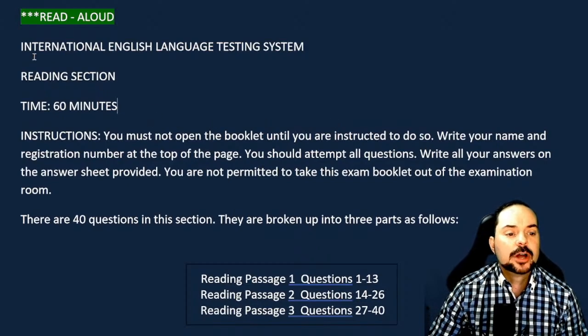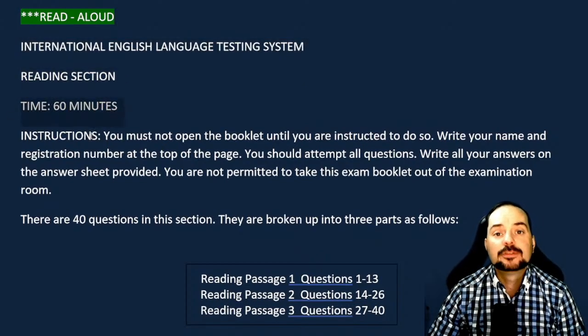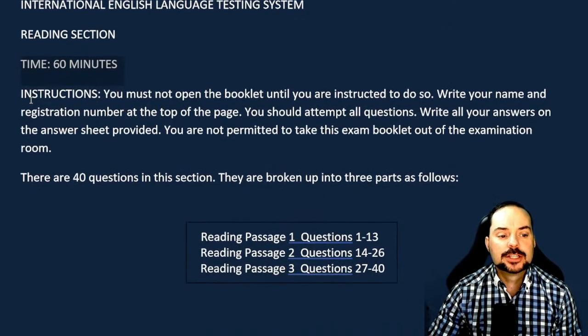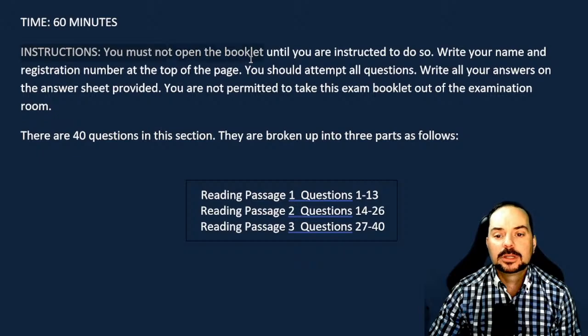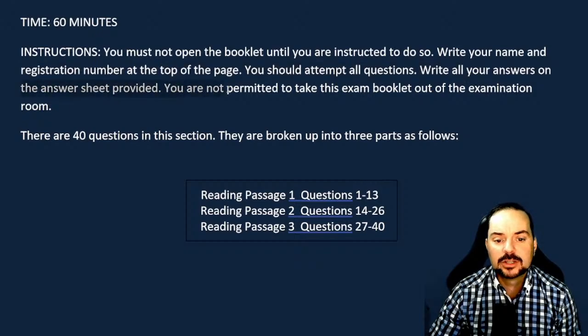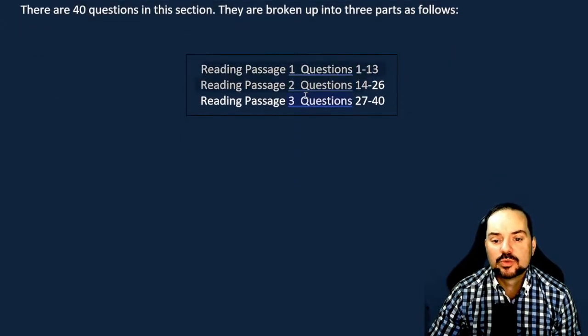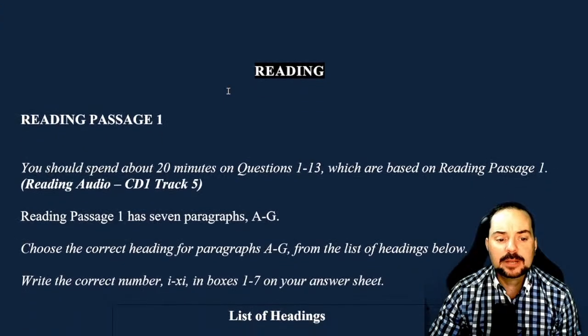All right, so reading section, read with me. International English Language Testing System, reading section, time, 60 minutes. You have 20 minutes for each passage. Instructions. You must not open the booklet until you are instructed to do so. Write your name and registration number at the top of the page. You should attempt all questions. Write all your answers on the answer sheet provided. You are not permitted to take this exam booklet out of the examination room. There are 40 questions in this section. They are broken up into 3 parts. Reading passage 1, 2, and 3. We're looking at reading passage 1 right now.